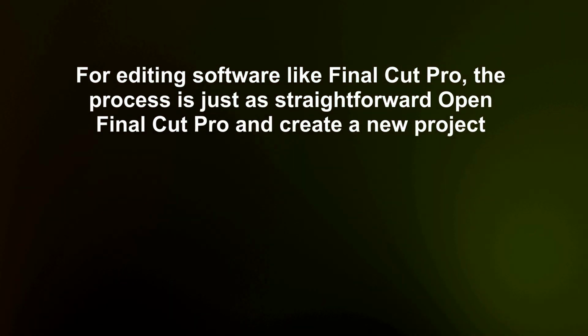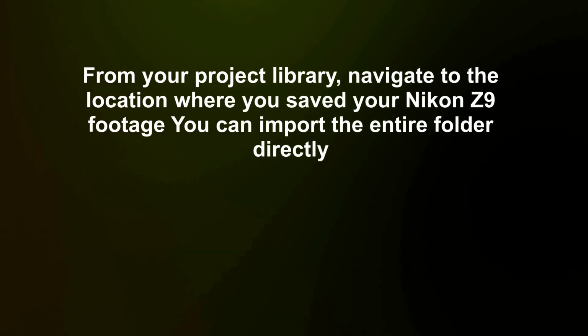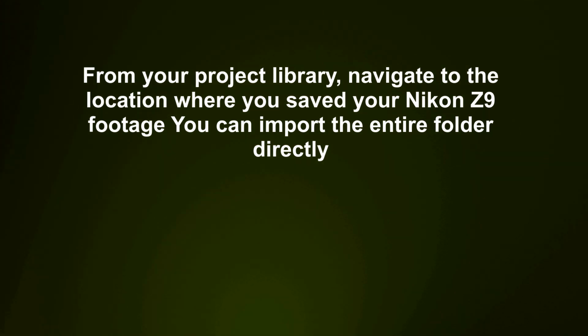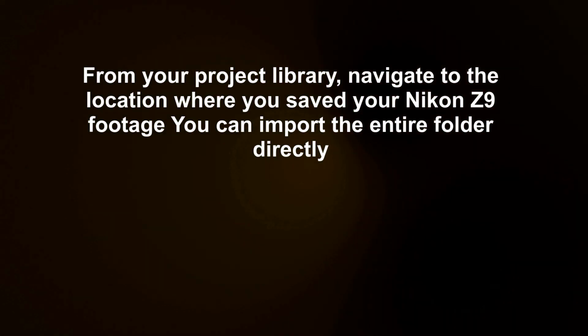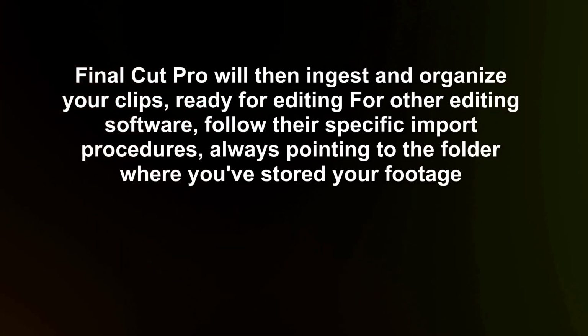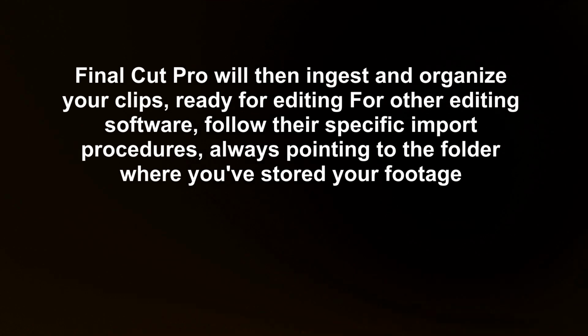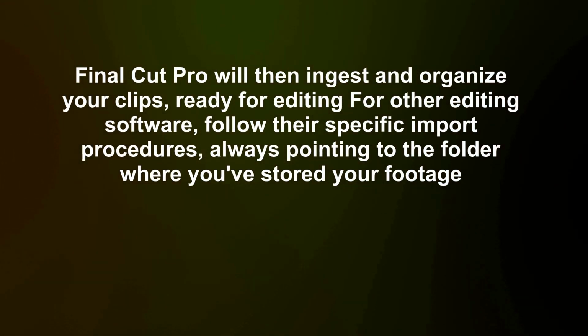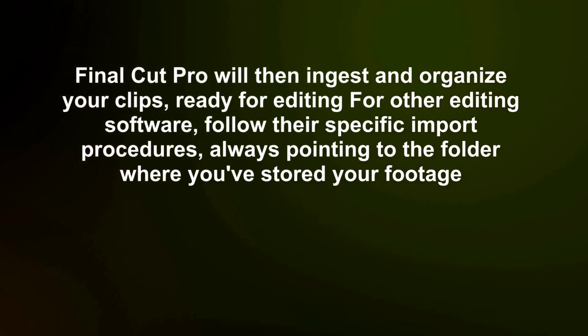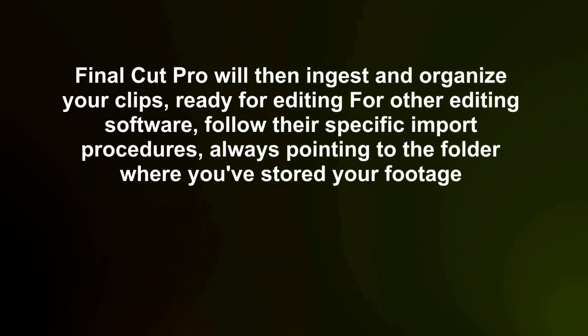Open Final Cut Pro and create a new project. From your project library, navigate to the location where you saved your Nikon Z9 footage. You can import the entire folder directly. Final Cut Pro will then ingest and organize your clips, ready for editing. For other editing software, follow their specific import procedures, always pointing to the folder where you've stored your footage.